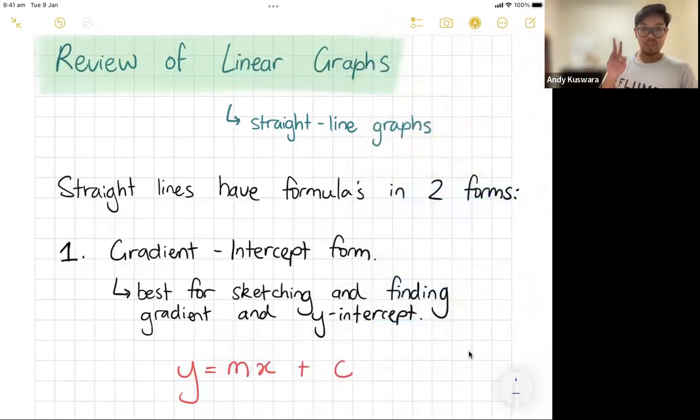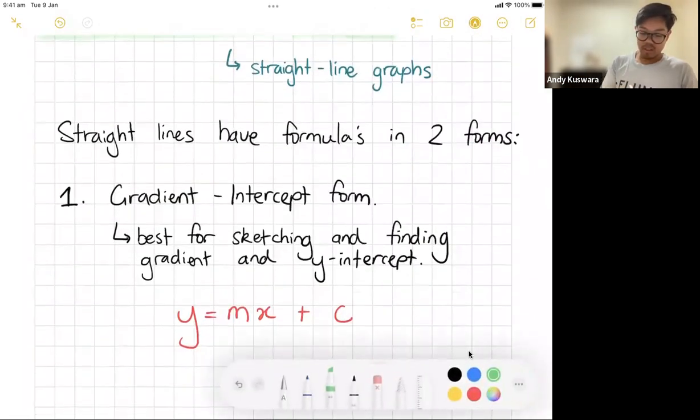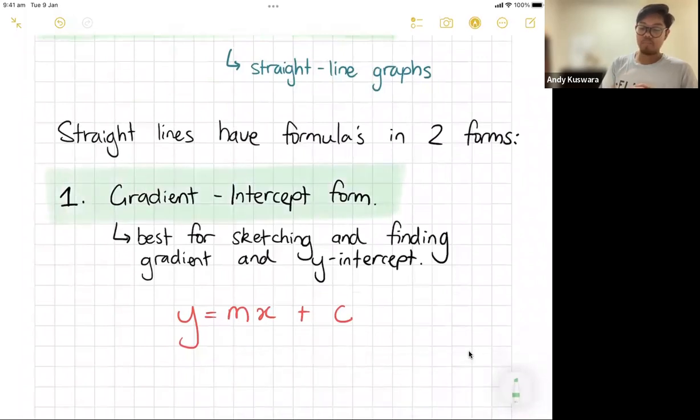Straight lines have formulas in two main forms. The first form is called the gradient-intercept form. Now, this gradient-intercept form is probably ideal. I'd say 8 out of 10 times you'd want to be using this form, or 4 out of 5 if you're mathematically simplifying. So gradient-intercept form, that's what you want. It's best for sketching, finding the gradient and the y-intercept.